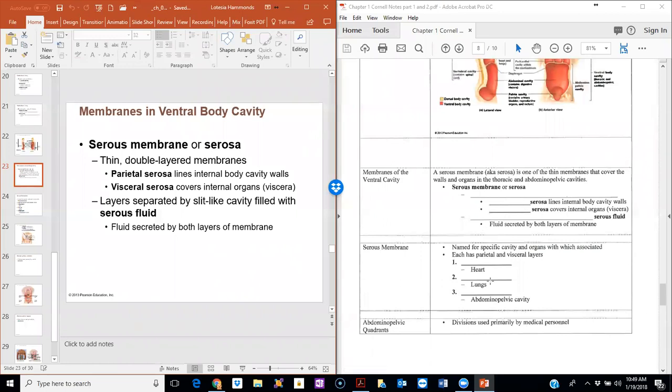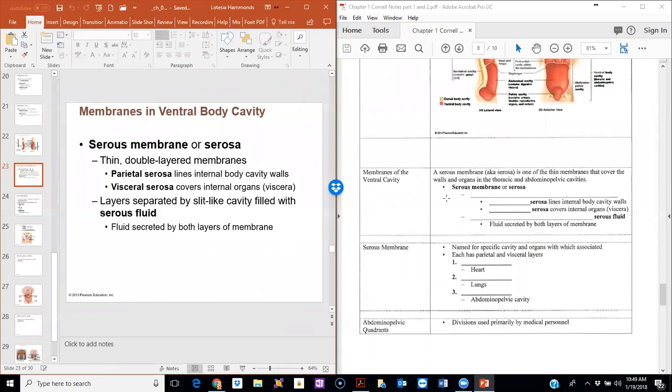I was here at the serous membrane. I just realized I skipped a section, so the membrane of the ventral cavity. Let me go back there and then move forward. A serous membrane is one of the thin membranes that cover the walls and the organs in the thoracic cavity, also in the abdominal pelvic cavities.